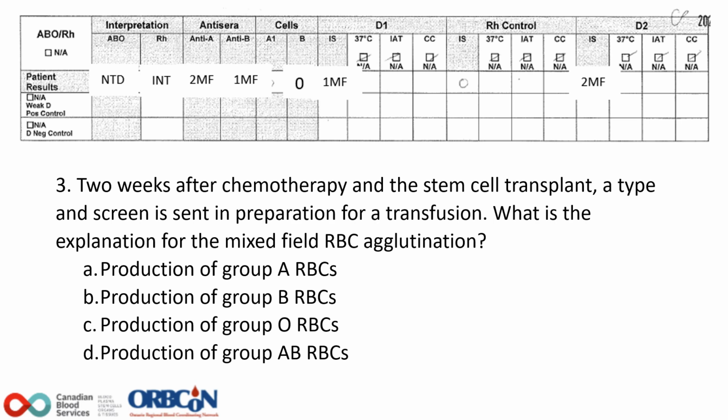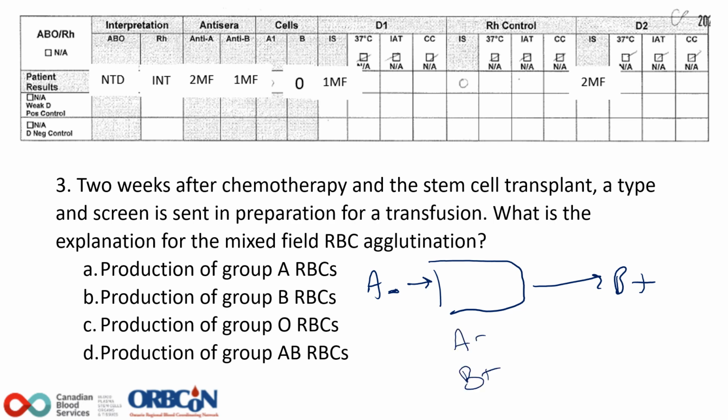Now, the next question: 2 weeks after chemotherapy and the stem cell transplant, a type and screen is sent in preparation for a transfusion. What's the explanation for the mixed field RBC agglutination? So remember, this person started A neg, they got transplanted, so they're in a black box, so to speak, and at some point they're going to come out as B positive. Excuse me, they were A neg. Let me change that here. They were A negative, going to be B positive. So at some point in this black box, they're going to be A negative and B positive at the same time, which means that you have to take that into account.